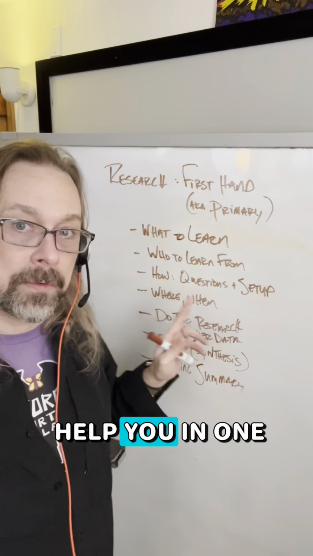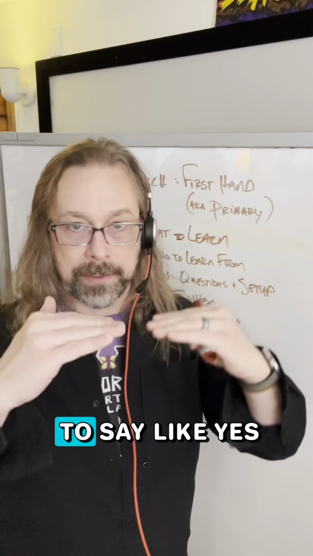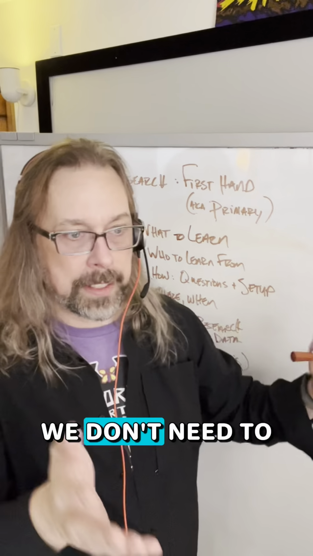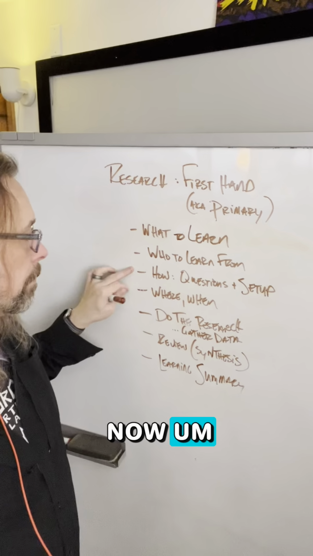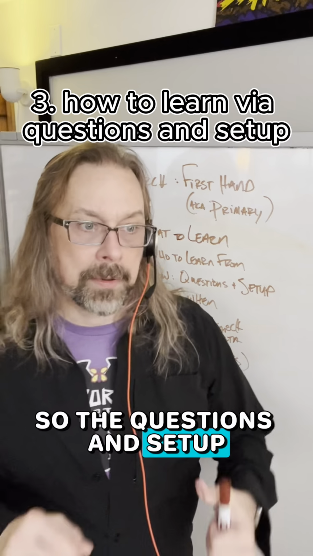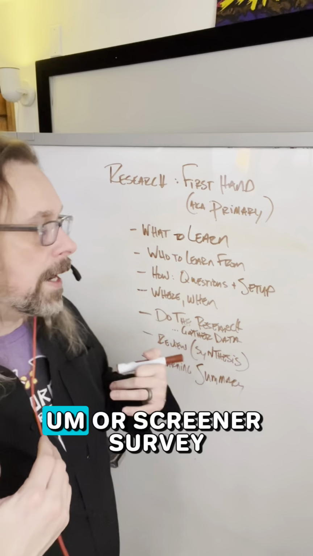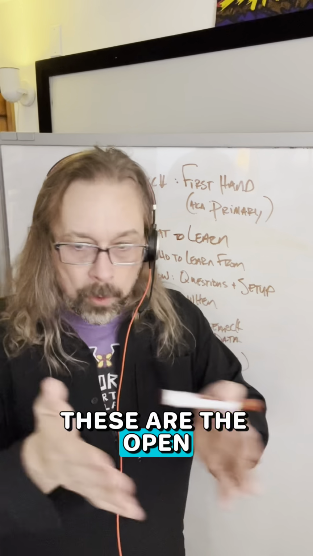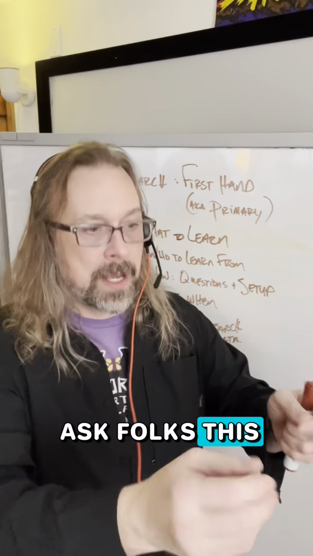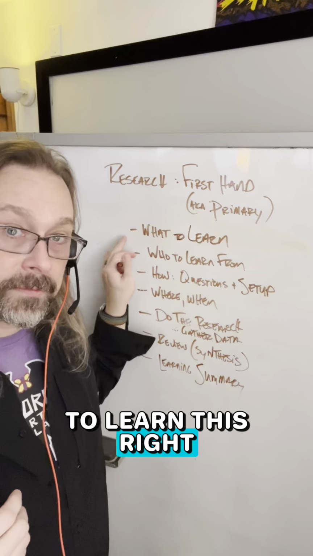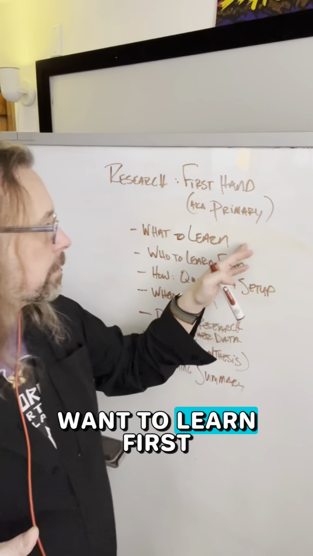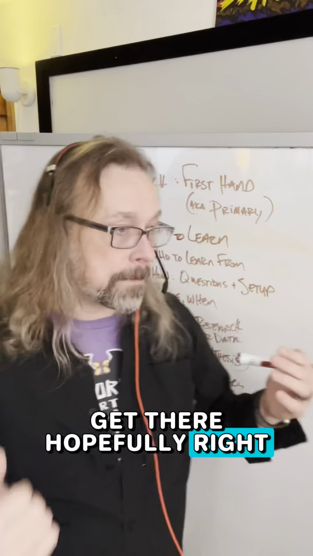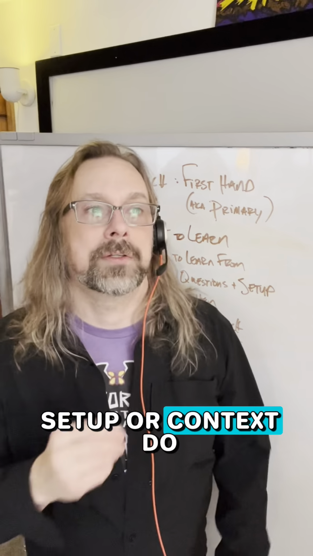And that's going to help you in one of the kinds of questions, which is a filter to say, yes, let's bring these people into the research, but those people, we don't need to talk to them right now. So the questions and setup. In addition to that sort of filter, or screener survey, you would want to set up the open questions that if we ask folks this, we have a chance to learn this, right? That's why you need to know what you want to learn first, and then dig into questions that let you get there, hopefully. And then what other setup or context do you need?